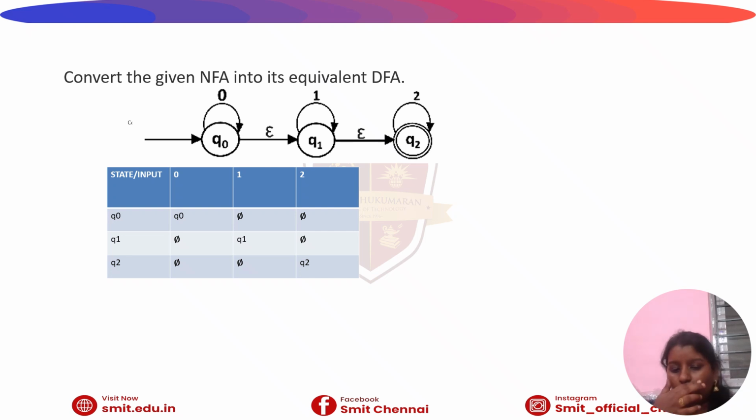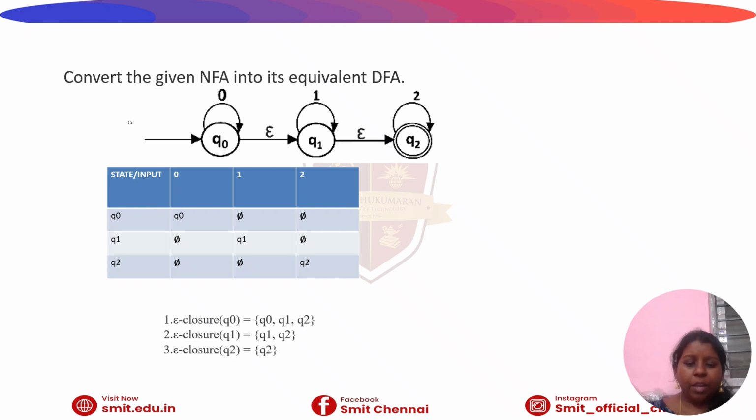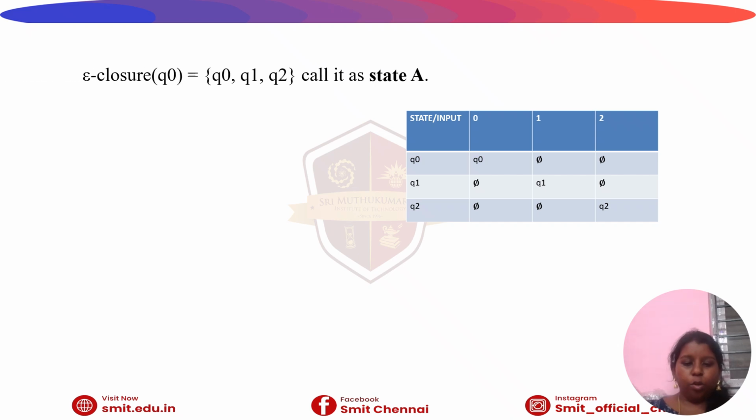After we have drawn the transition table, we need to find the E-closures. E-closure of Q0 is Q0, Q1 and Q2. It starts from Q0, it goes to Q1 and Q2. And for E-closure of Q1, it's Q1 and Q2. It starts from Q1 and it goes to Q2. In Q2, there is no empty move. So, we'll write its own state as Q2. E-closure of Q0, we got Q0, Q1, Q2. We'll call it a new state A.